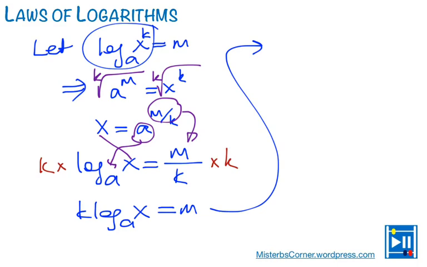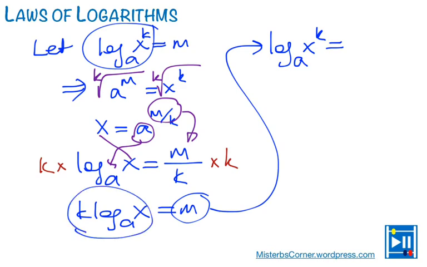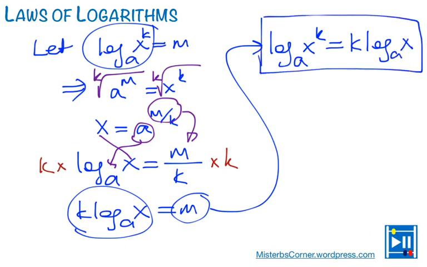So I can write logarithm in base a of x to the power of k, which is m here, equals this expression, k times logarithm in base a of x. So this is how we use the power rule. If you have a power here, you can just write it as a product, or as a coefficient in front of the logarithmic expression.